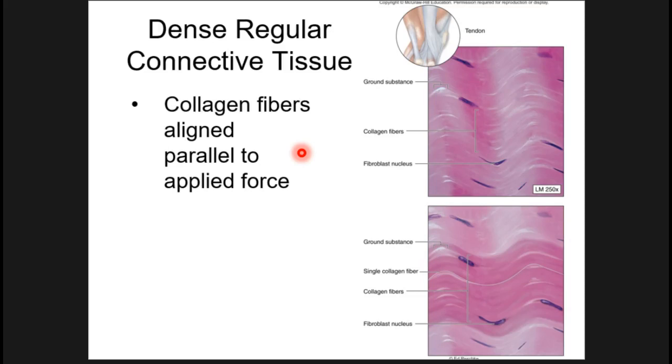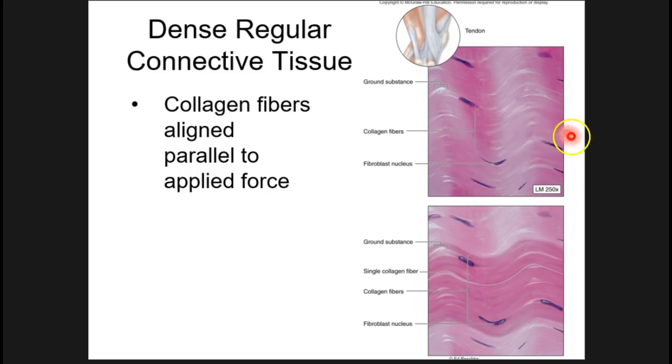Okay. Here's our first dense tissue. This is dense, and it's irregular. So here's your purple dot. There's your nucleus. And this is wavy, so this is actually in a tendon.